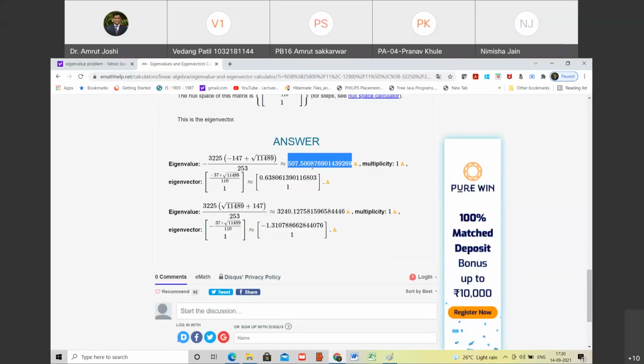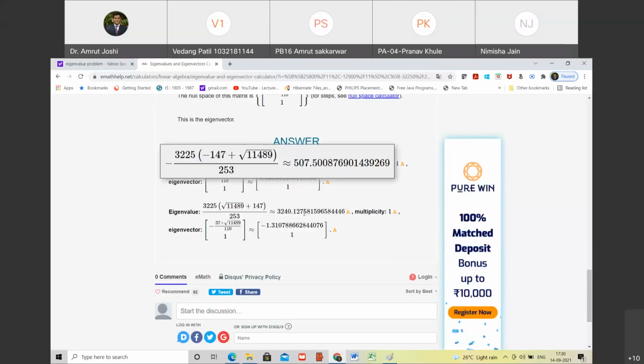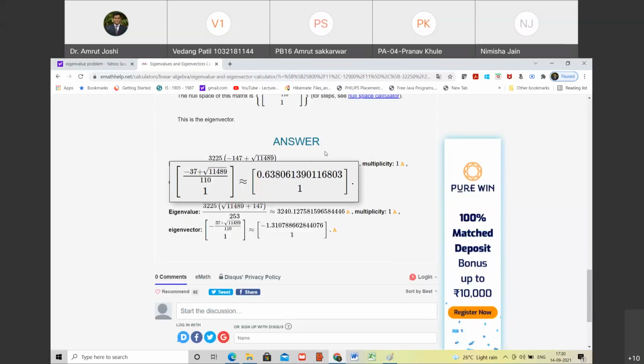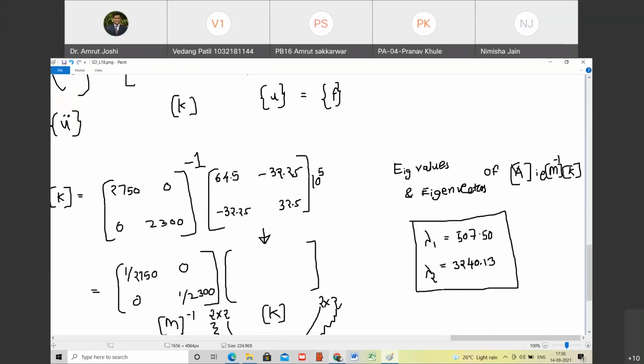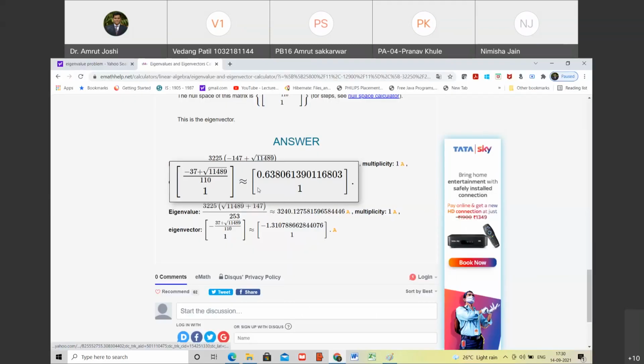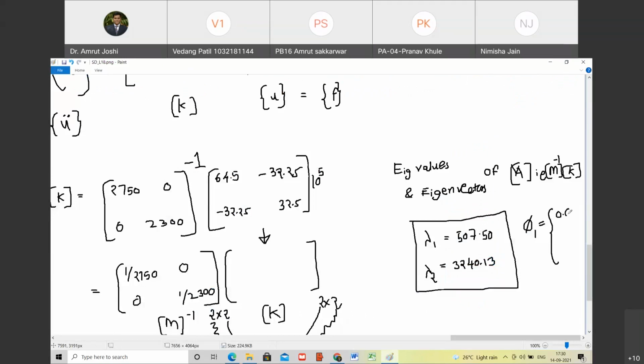In this particular case, it is already arranged in that fashion. We have the lowest eigenvalue first and then the higher eigenvalue. So the eigenvector corresponding to 507.5 is this one. That eigenvector I am going to call phi1. The eigenvector corresponding to lambda 1 is phi1. And I represent it as a column vector 0.638, 1. Happy?